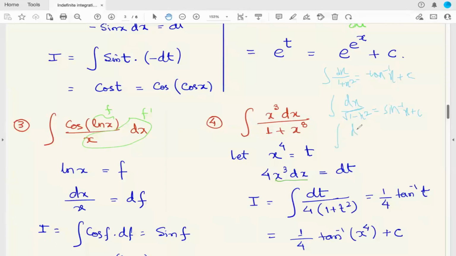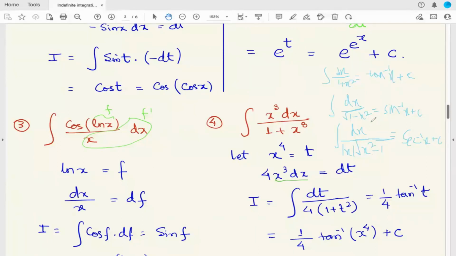You also know that, but let me write again when you read in differentiation: dx by mod x root under x square minus 1 is nothing but sec inverse of x, sec inverse of x plus constant. So these are some basic formulas of integration.